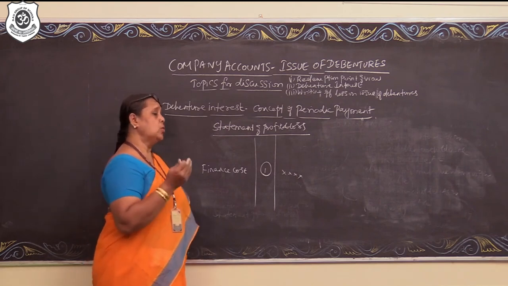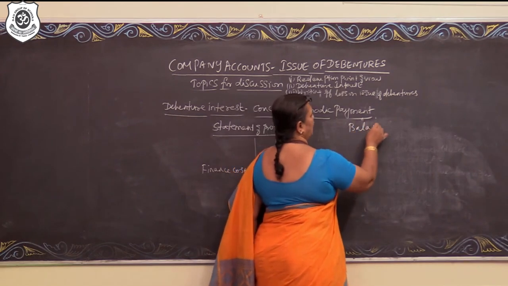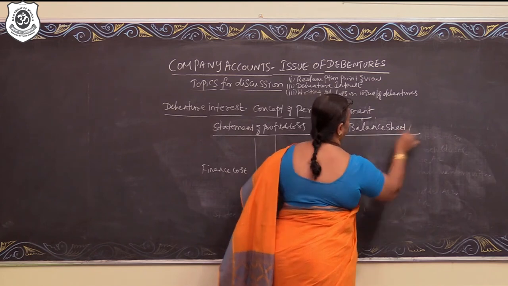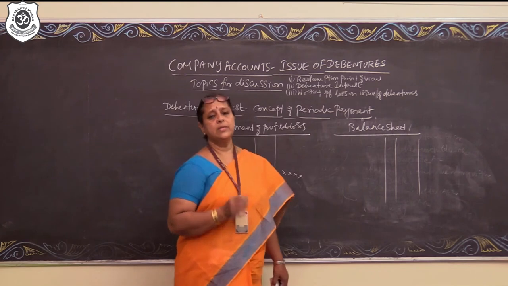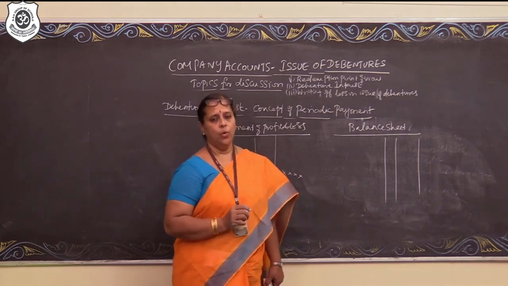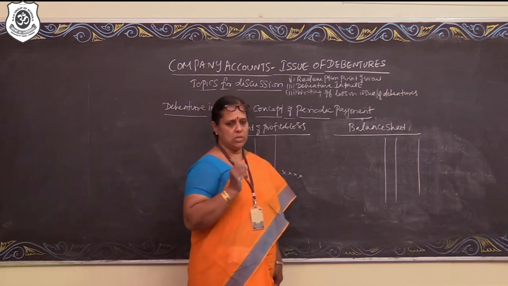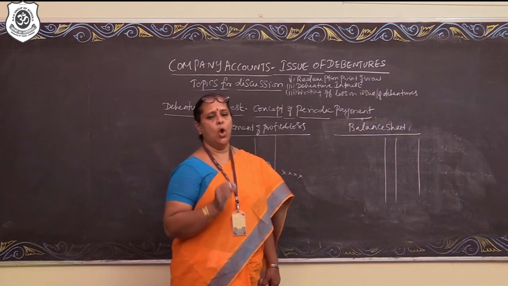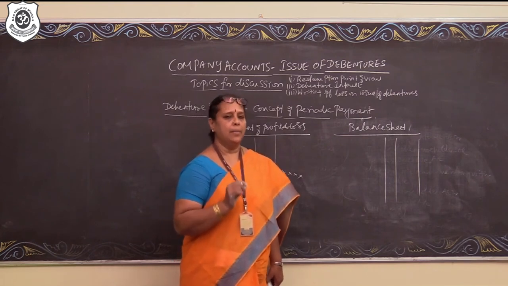How are we going to disclose it in the balance sheet? Please remember, disclosure in the balance sheet will happen only when the interest is not yet paid. So, in the balance sheet, suppose interest is not paid, then it will appear as interest accrued but not due on long-term loans or long-term borrowings. It will appear under current liabilities.